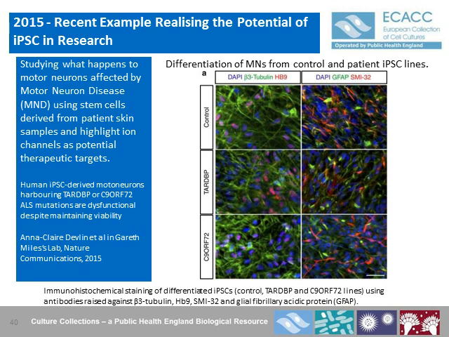And here, this image on the right shows the differentiation of these cells into neurons, demonstrated by staining for markers beta-3-tubulin, HB9, SMI32, and glial fibrillary acidic protein.